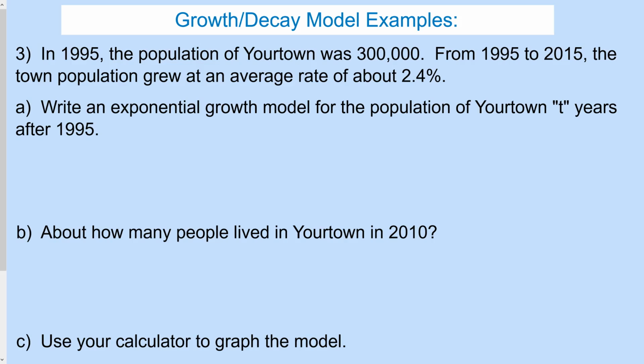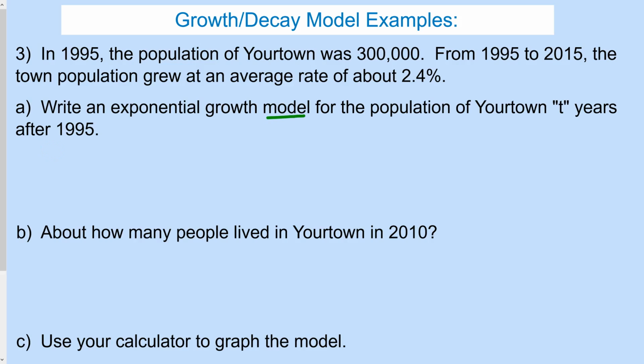All right. So here's our example of growth. In 1995, the population of your town was 300,000. From 1995 to 2015, the town population grew at an average rate of about 2.4%. Part A, write an exponential growth model for the population of your town t years after 1995. When a problem says write a model, they mean write the general equation.